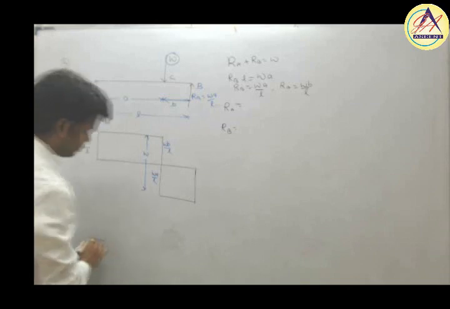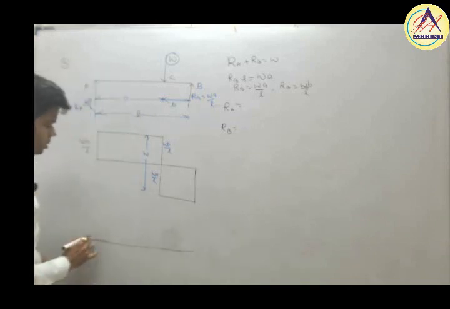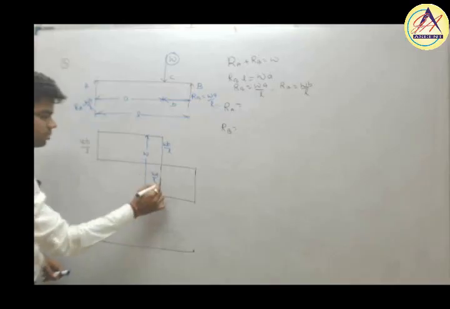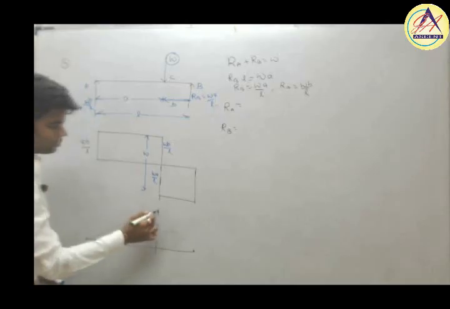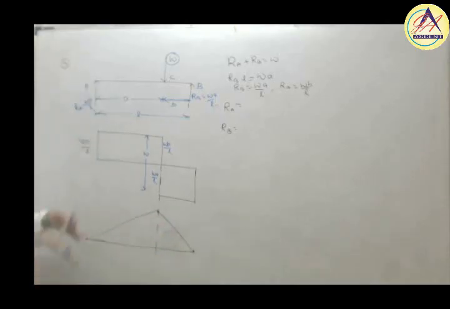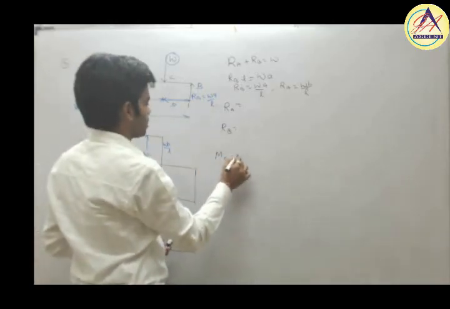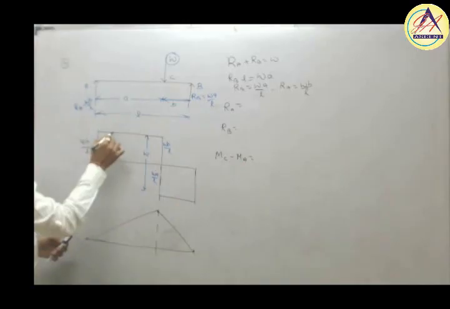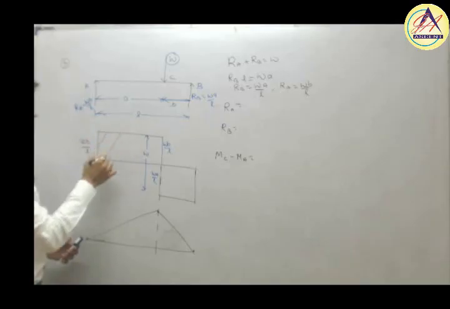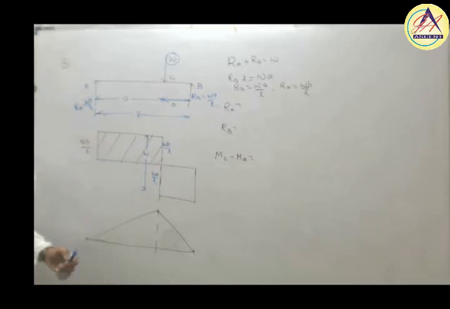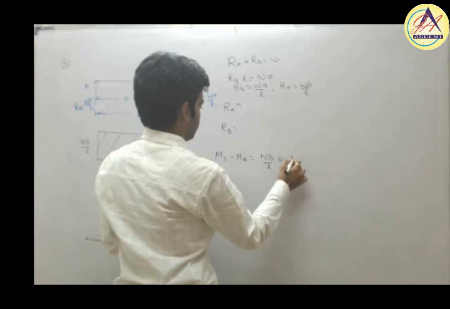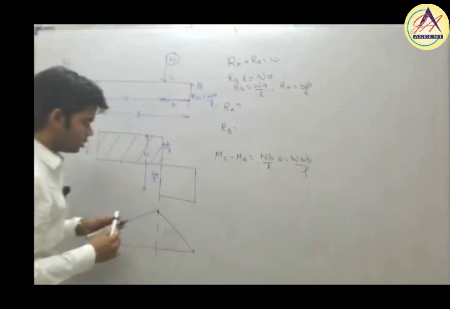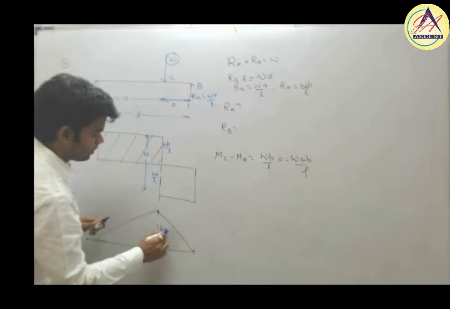Next, the bending moment diagram. We all know it is 0 at the ends, and maximum at a point where shear force is 0. The line joining will be linear, on the positive side because of sagging moment, and the magnitude MC minus MA will be equal to the area, either you can take the whole left or the whole right. So this much area under the shear force diagram. How much is this area? WB by L into A, or you can say W into AB by L. So this will be WAB by L. That's it.